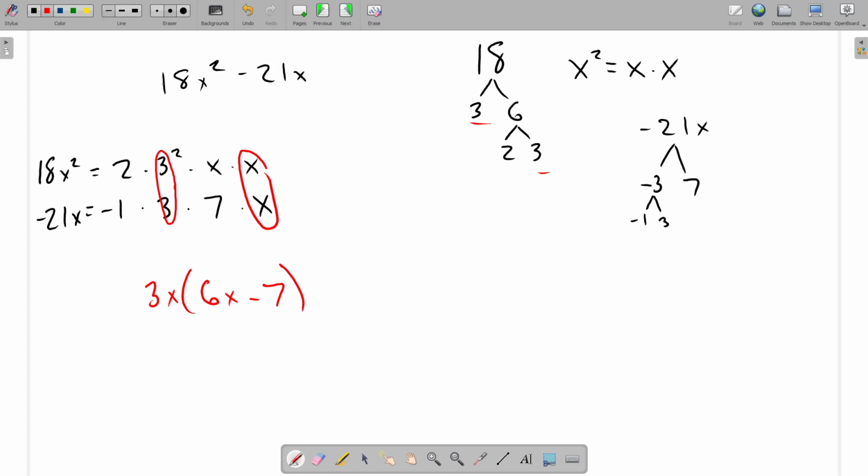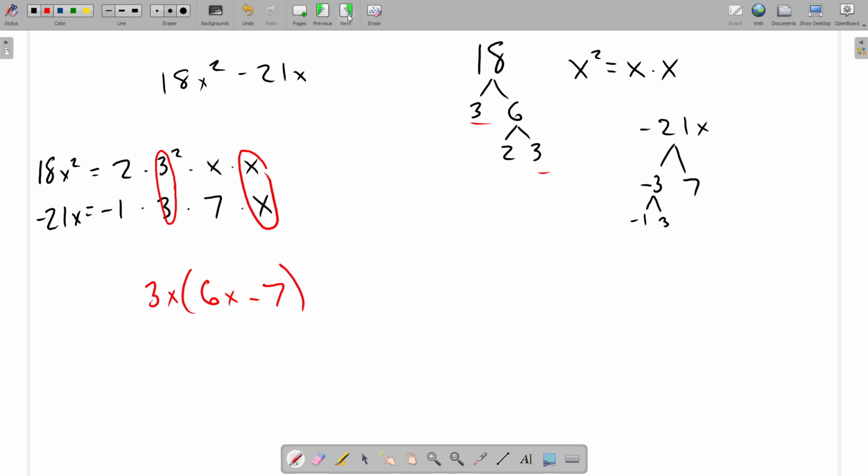Alright, so starting with 18x squared minus 21x, we did a prime factorization for both of these terms. We identified what was alike in both of the prime factorizations, and what was alike was our greatest common factor. We then took each of the pieces that was remaining and rewrote it in parentheses so that we could have 2 factors.